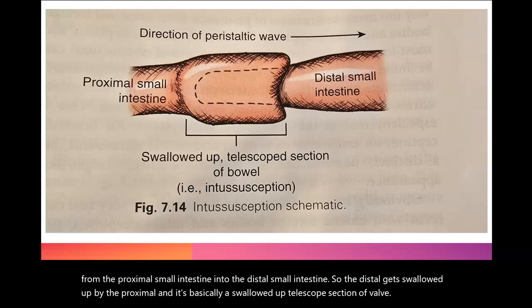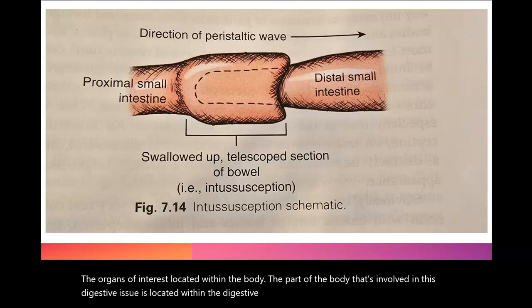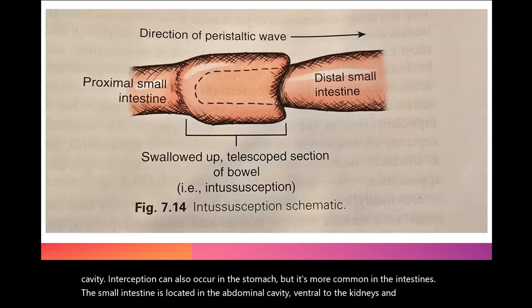The organs of interest, the part of the body that's involved in this digestive issue, are located within the digestive tract, specifically in the intestines and the peritoneal cavity. Intussusception can also occur in the stomach, but it's more common in the intestines. The small intestine is located in the abdominal cavity, ventral to the kidneys, and caudal to the stomach and liver.